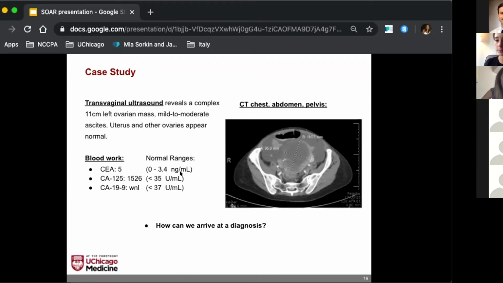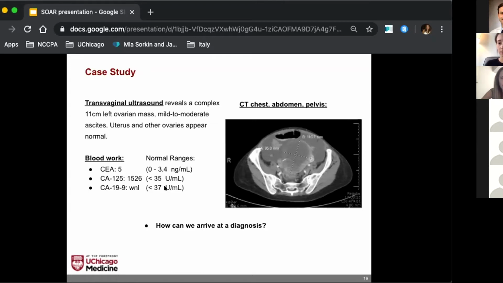Because we see this big mass, we're concerned about a malignancy, so we went ahead and ordered some tumor markers to see if that can give us a little bit more answer. The CEA is a little bit elevated at 5, but she's a smoker. It can be elevated in that. It can be elevated for GI cancers, so that's on the differential, as well as ovarian cancers. The CA 125 is markedly elevated. It's 1526. We're concerned about that. That stands out. The CA 19-9 is normal. So now we're a little bit more suspicious.